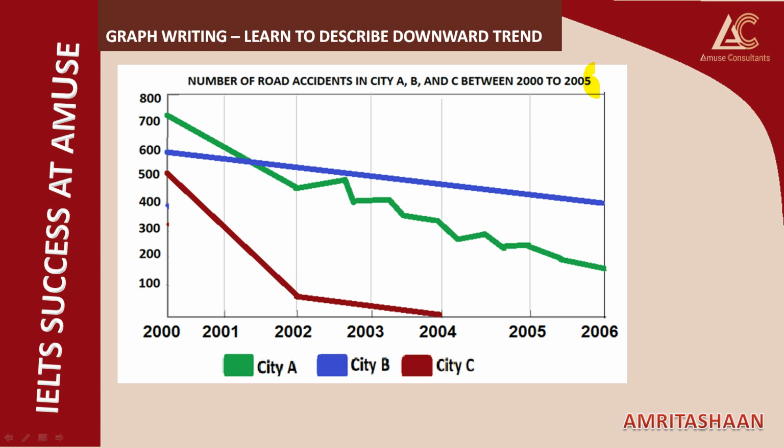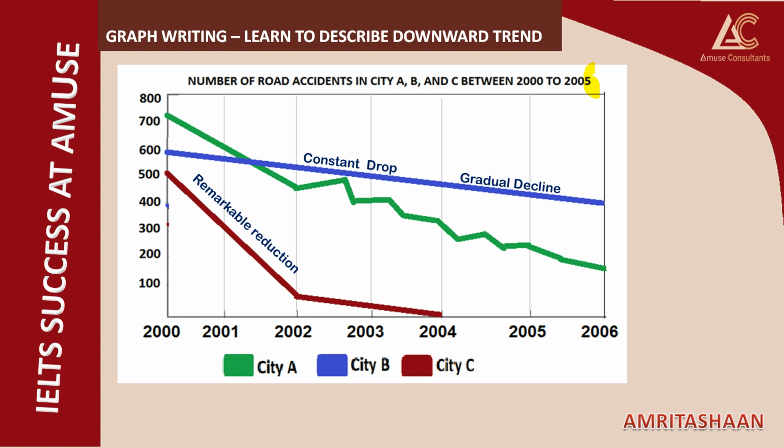Earlier there was a sudden fall in the number of accidents, and for the next 2 years the number of accidents just came to zero, came to none. So that is a very wonderful change. If road accidents are decreasing, that is a wonderful change that occurs. So the phrases to describe the trend are constant drop, gradual decline. We have used for city B constant drop and gradual decline.